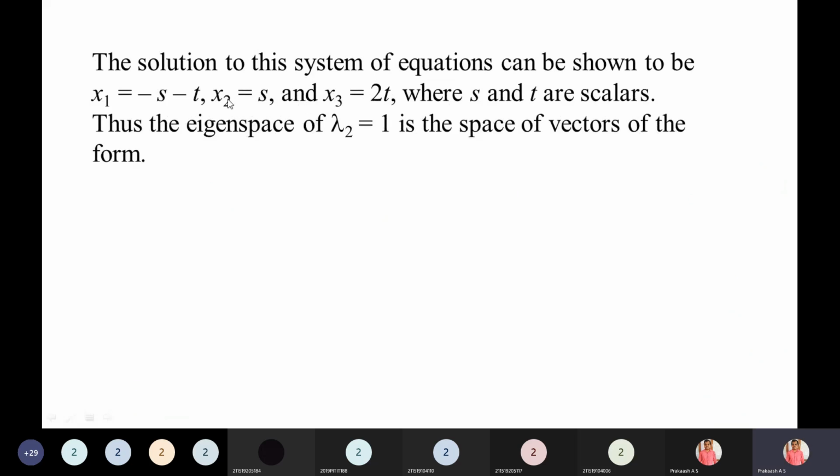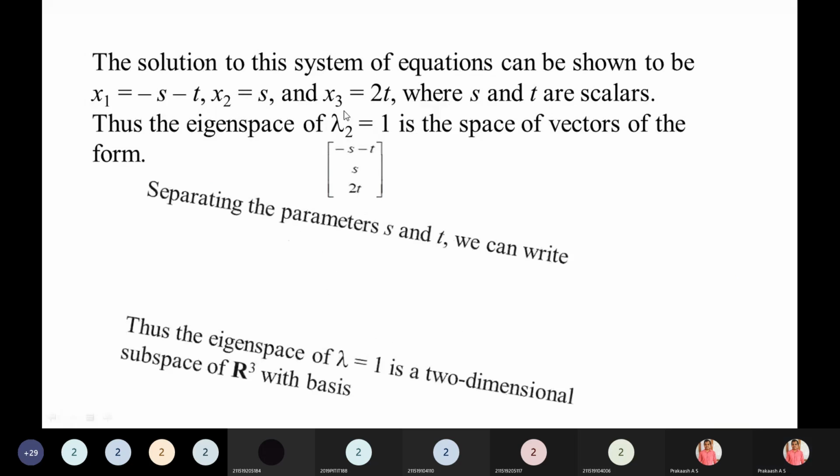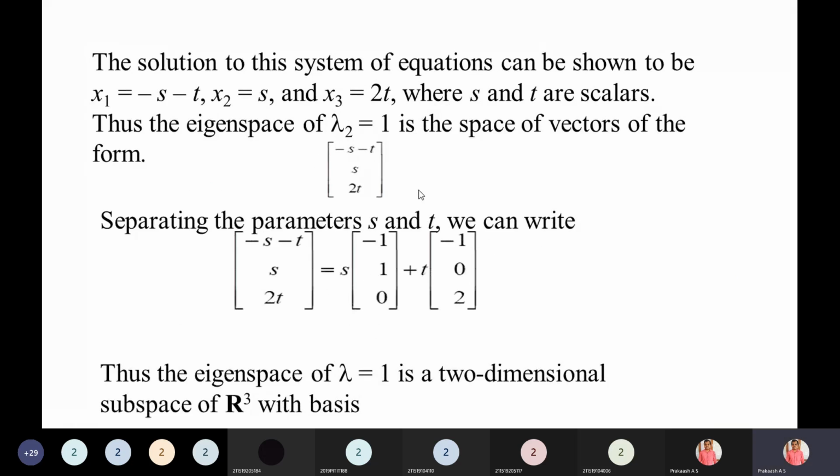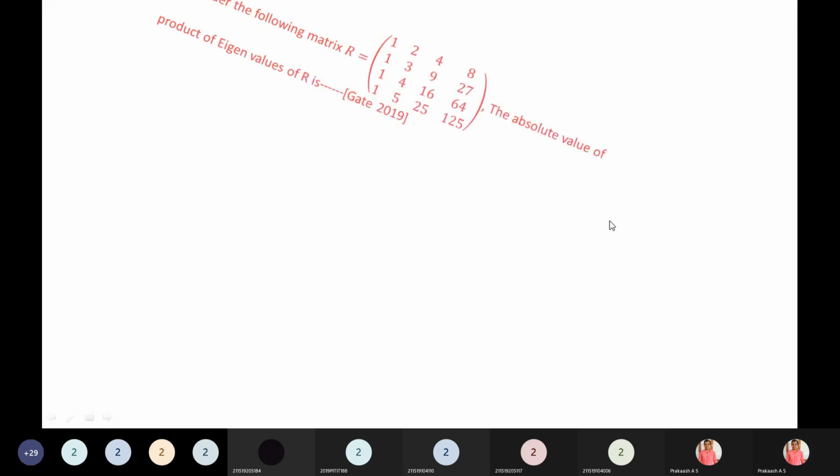So it is two-dimensional because it depends on s and t. Separating the parameters s and t, we can write s times one vector plus t times another. This is an eigenvector corresponding to lambda 2 equal to 1, you write like this. The eigenspace of lambda 1 is a two-dimensional subspace of R cubed. The basis has two vectors, so this is the two bases.